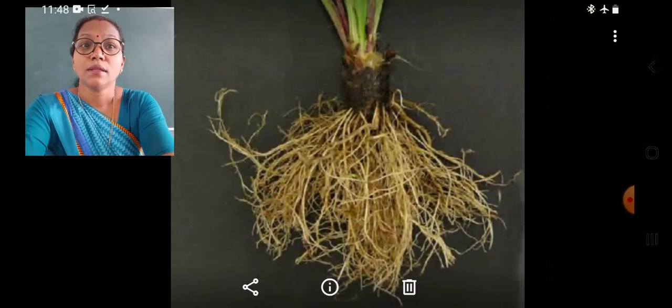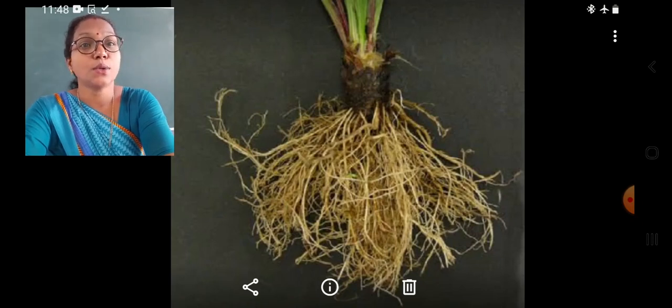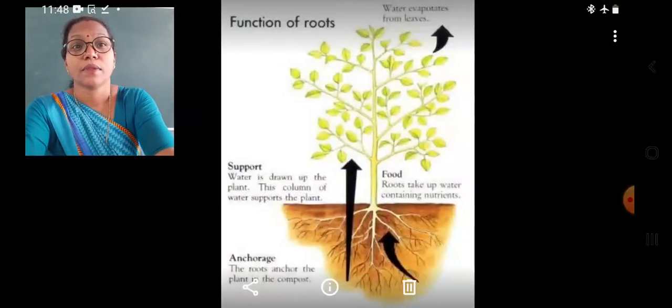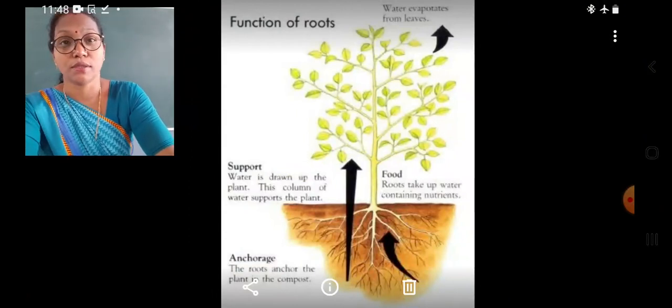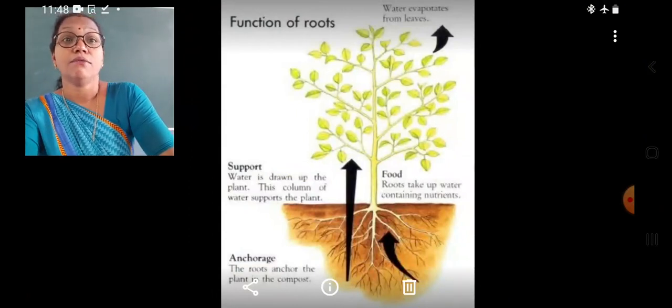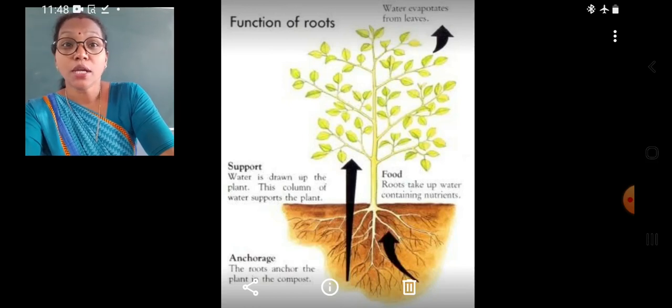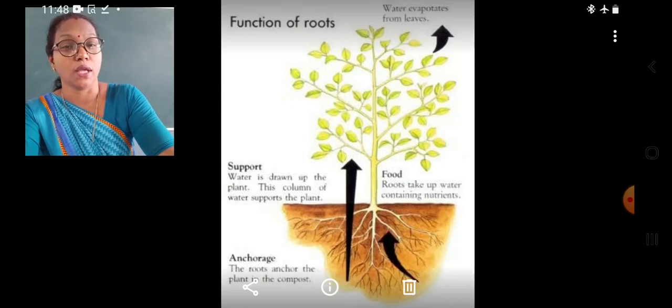Here children, these are the roots of a grass in which you can see similar sized roots and some smaller branches. These look like fibers, that's why the name fibrous roots. Now students, we are going to study about the functions of roots. The important function of roots is that they fix the plant firmly in the soil.